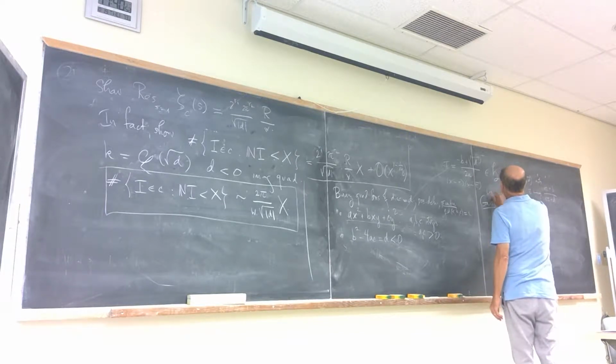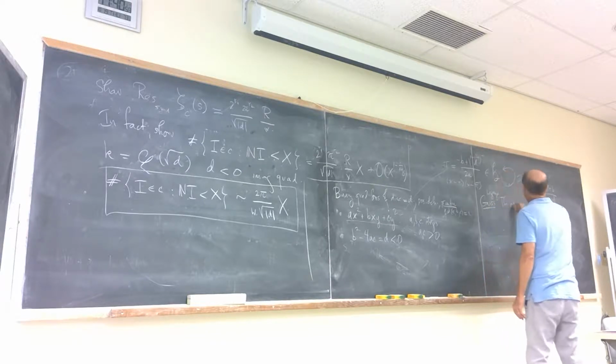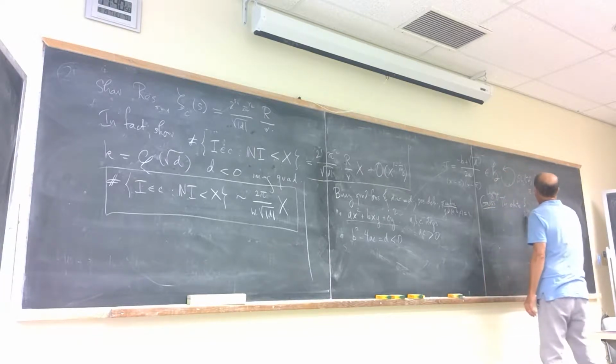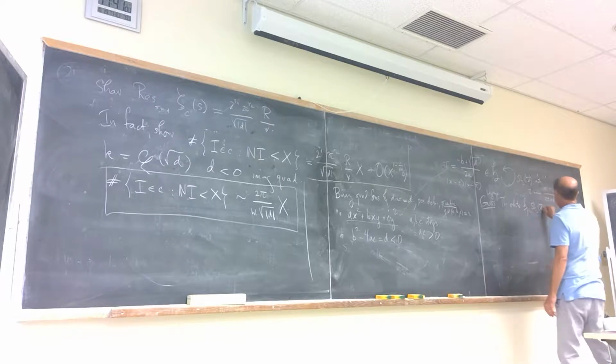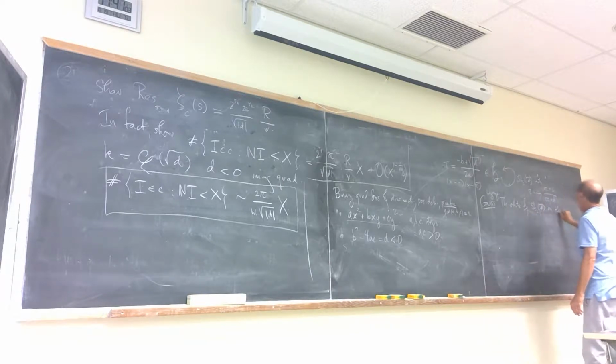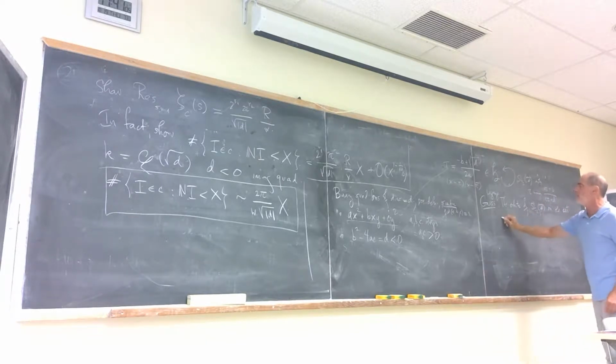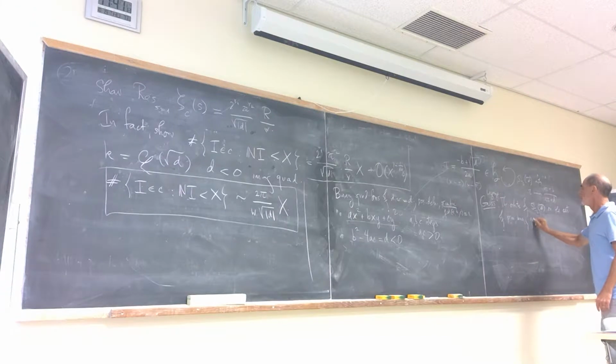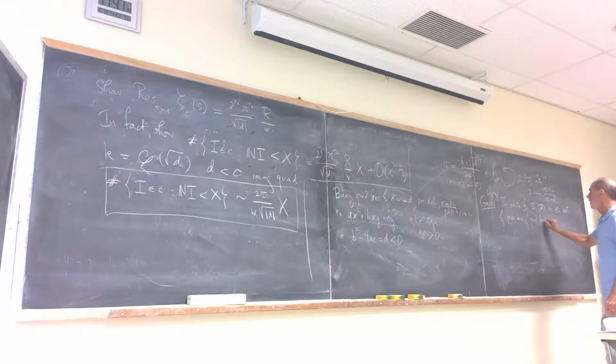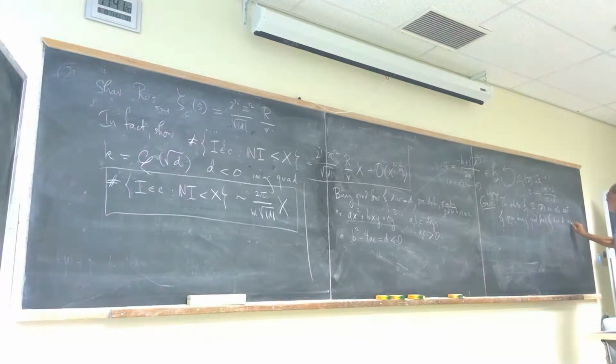Lagrange actually first proved this, and then Gauss went much further. The orbits of SL2Z on the set of primitive binary quadratic forms of discriminant D are finite.